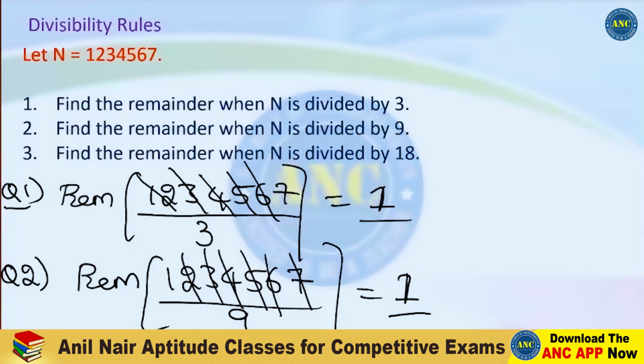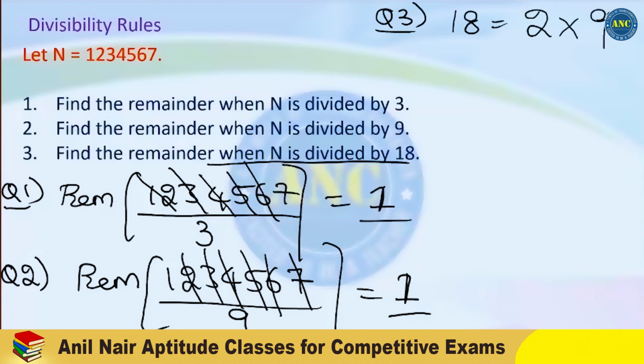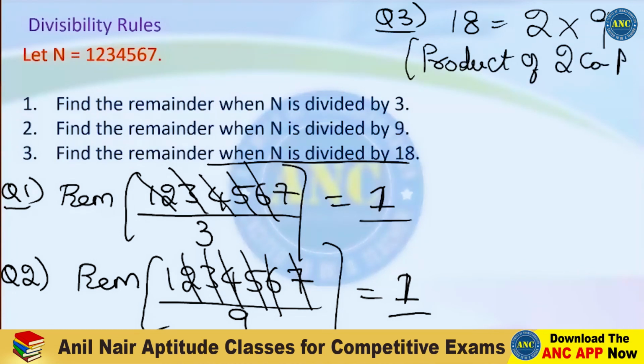Now see, question 3. Find the remainder when the number 1234567 is divided by 18. 18 can be written as a product of two coprimes, 2 and 9. I hope it is clear. Whenever a composite number is there, always write it down as a product of two coprimes. 15 is 3 into 5. 24 is 3 into 8. 40 is 8 into 5. So 18 is 2 into 9.